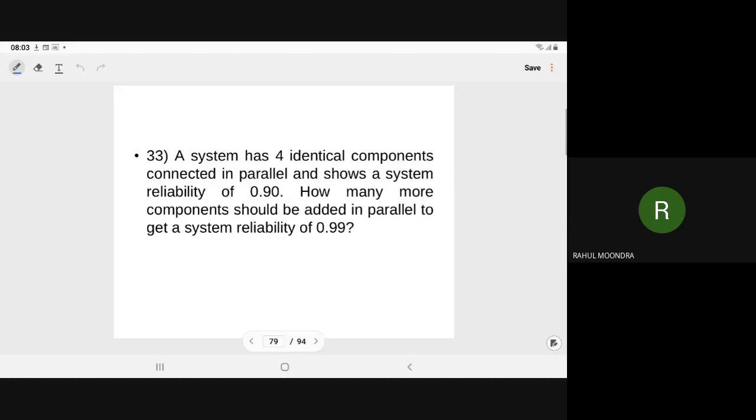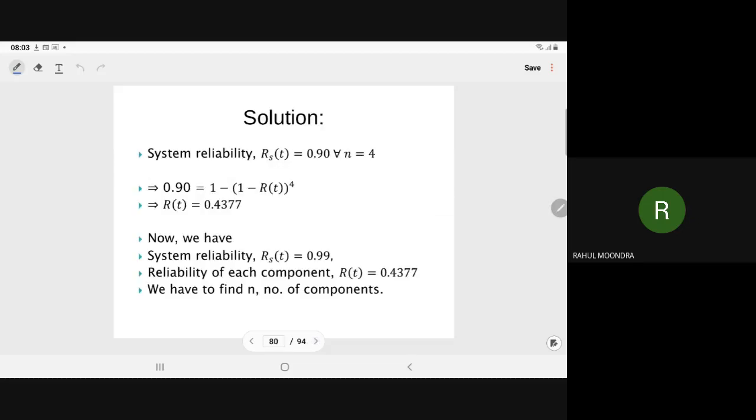You know that the reliability of a parallel system, if all components are identical, is 1 minus (1 minus R of the component) power n. It is given that the present reliability is 0.90, so 0.90 = 1 minus (1 minus R) power n. Presently we have four components, so power of 4. This will give you the reliability of the component, which comes out as 0.4377.